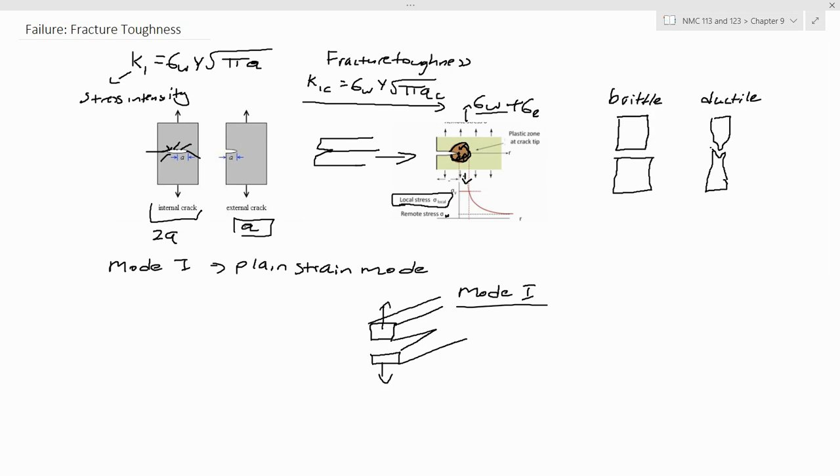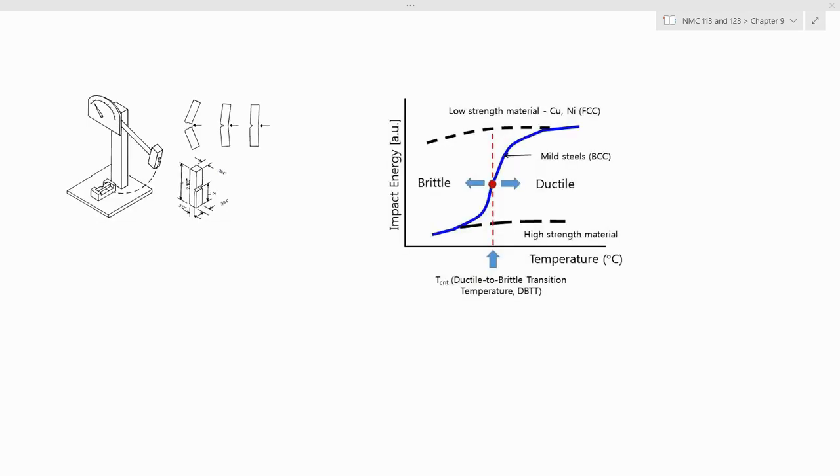So now let's move on to impact testing. Impact testing is a testing method that is used to test the toughness of a material. Basically, toughness is the amount of energy a material is able to absorb before it fractures. That's the total amount of energy that a material absorbs.